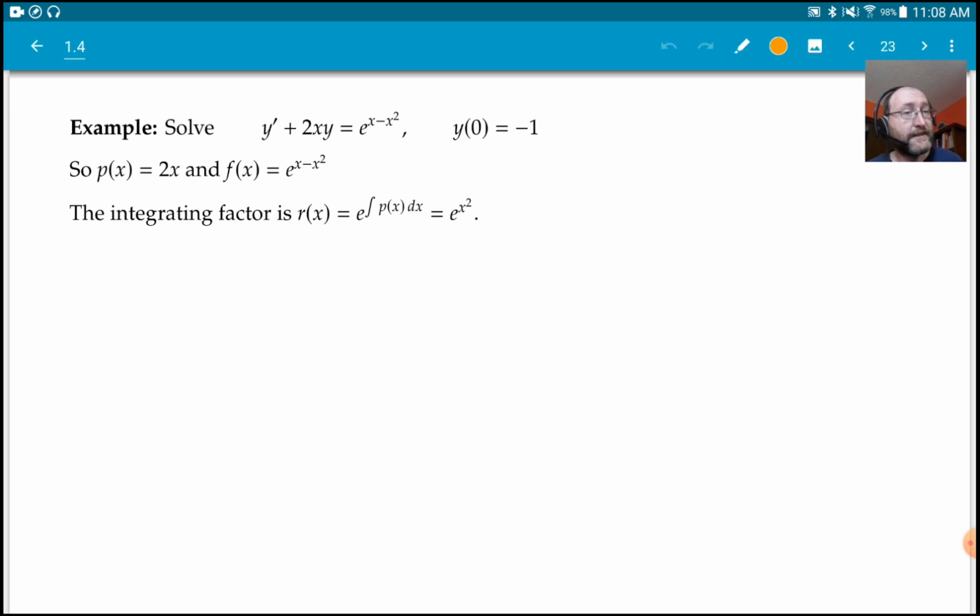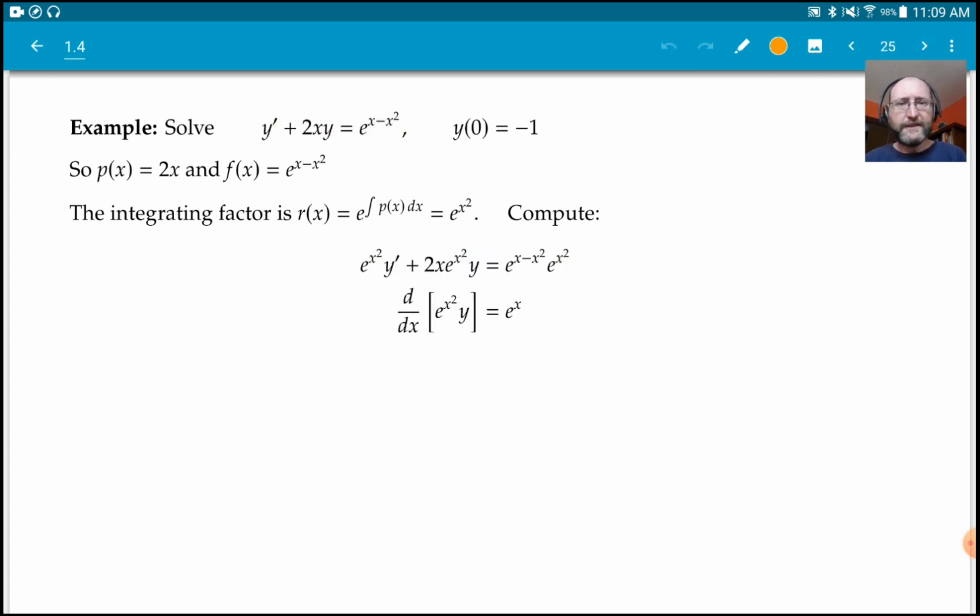All right. So the integrating factor is the exponential e to the some antiderivative of p. p is 2x. Some antiderivative is x squared. So e to the x squared. So we multiply this thing on both sides by e to the x squared. So that's just what this is.